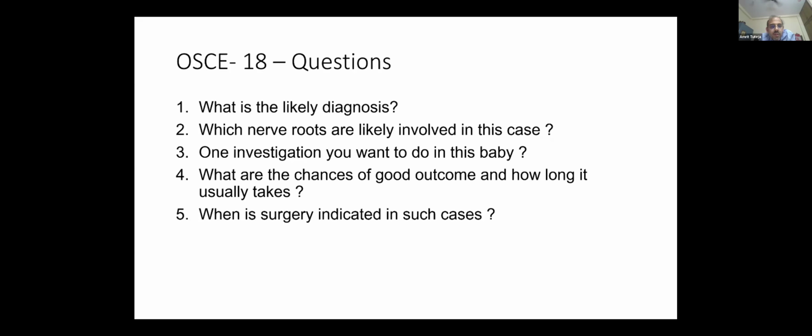Shoulder dystocia, 4 kg. Erb's palsy, C5 to C7, lower brachial plexus. Chest X-ray. 100% recovery by 6 months, spontaneous recovery 3 to 4 months. X-ray for clavicle fracture. NCV at 3 months, X-ray, EMG, ultrasound. Surgery after 1 year.